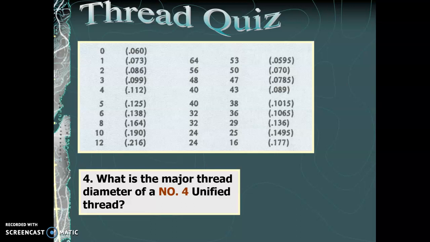What is the major thread diameter of a number 4 unified thread? Again, the headers of these columns on this chart have been cut off, but this is the major diameter. And the second column is the decimal equivalent. So for a number 4 thread, that's the decimal equivalent, so its major diameter is 0.112.